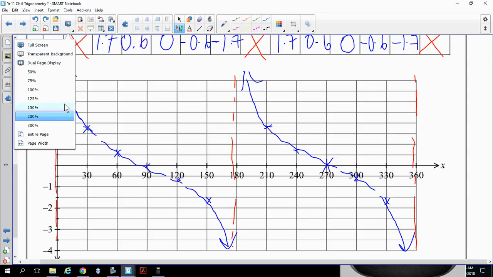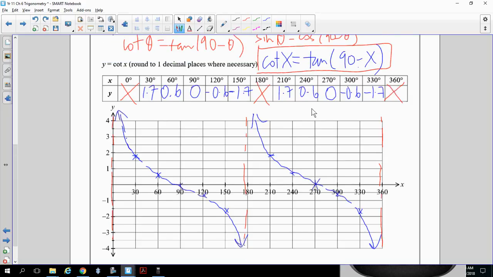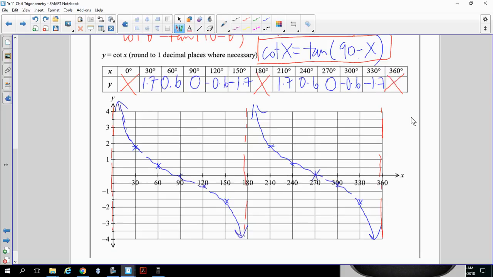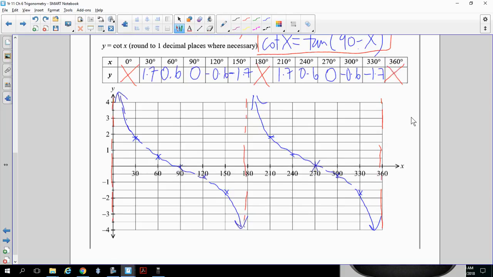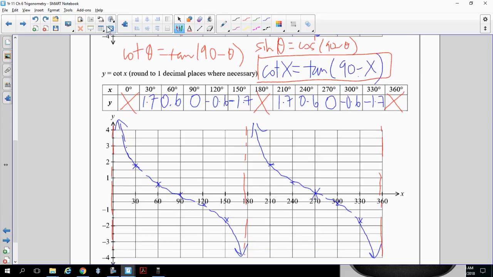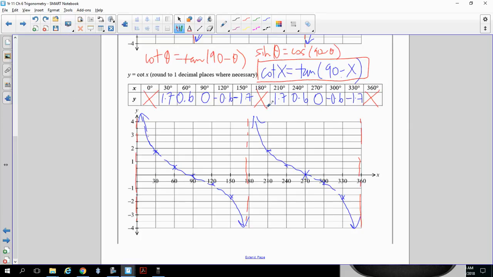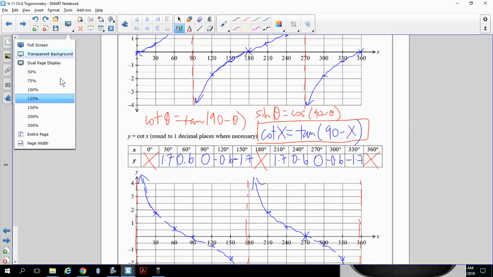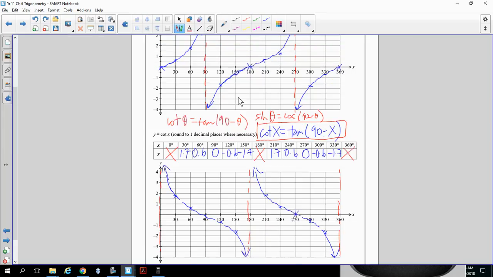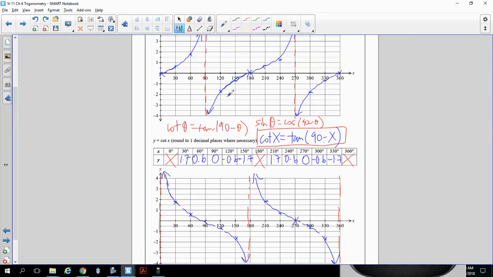Okay, so you see, it's very similar to the tan graph, isn't it? Except that it is going in a different direction. This one's going upward. It's the same shape, but this one's going downward. The tan and the cot. Yep, okay, good. Any question?